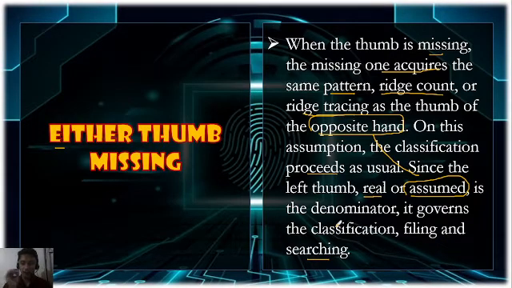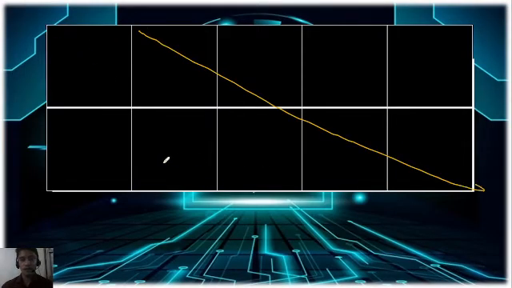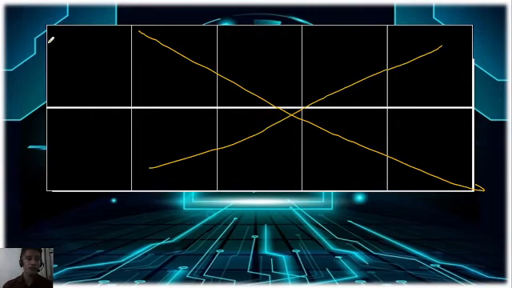Paano yun? We have here an example. Still, we are going to exclude para hindi tayo malito. Ang include lang natin, the right thumb. And we have here the left thumb.